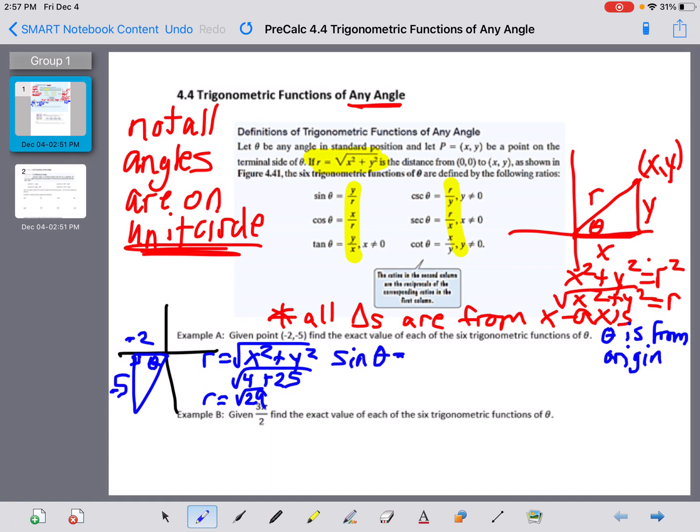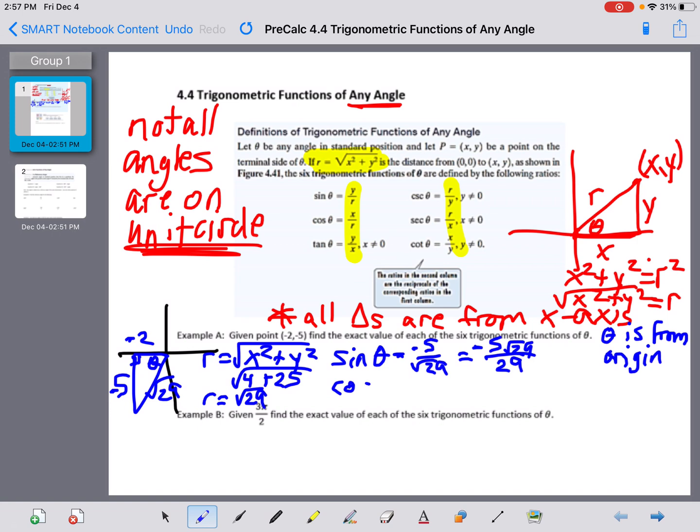So I go to my angle, and I want opposite over hypotenuse. Opposite that is -5. And actually the negative is nice because sine in that third quadrant is negative. So if I leave that negative there, I see -5 over the square root of 29. Can I leave that for my answer? No, because I have to rationalize it, which means I'm going to multiply by square root of 29 over square root of 29, which is going to give me -5 square root of 29 over 29.